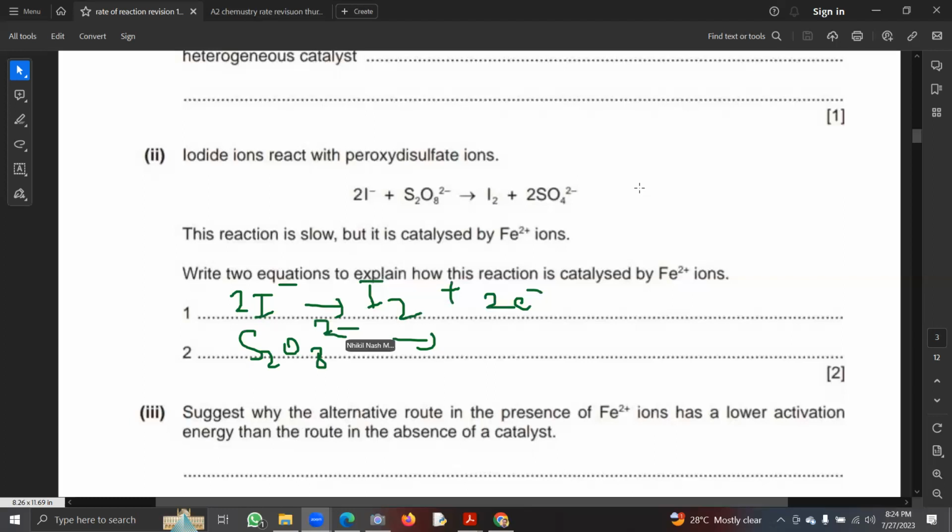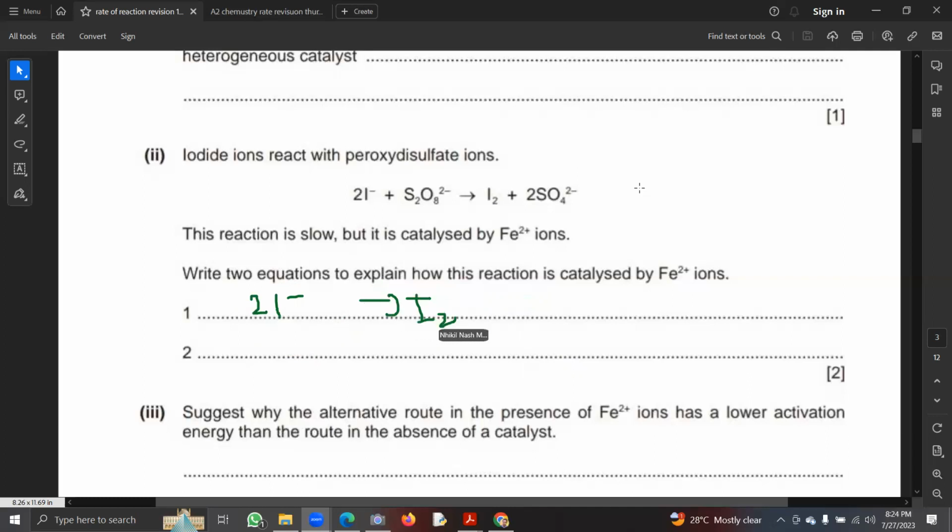Not exactly, Nikhil. Those are half equations. Without half equations, we can break it into two steps. We don't put half equations to break it. 2I-, I2. You're putting Fe2+, that's correct. You can put Fe2+ there.